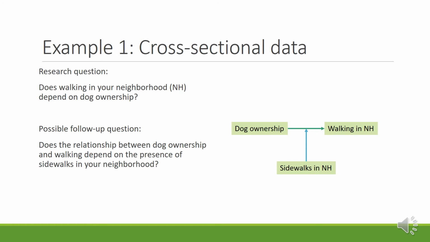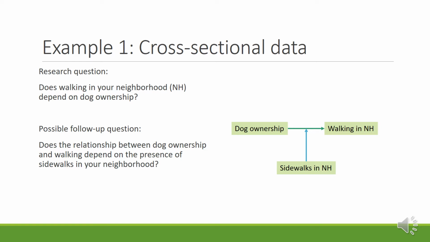I will be talking about three different examples. One is cross-sectional data, and then I have two longitudinal examples that have somewhat different research questions, somewhat different modeling. So the first one is cross-sectional data, and the research question that I want to model is, does walking in your neighborhood depend on dog ownership? And then I have a possible follow-up question. Does the relationship between dog ownership and walking depend on the presence of sidewalks in your neighborhood?